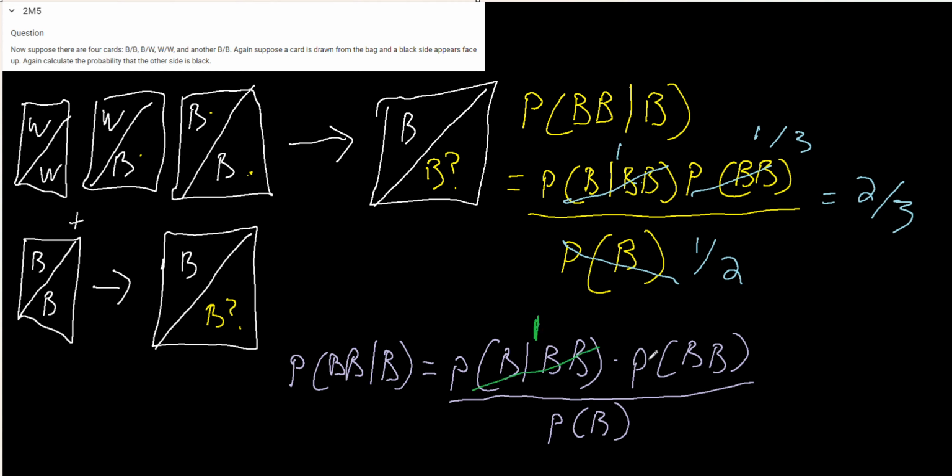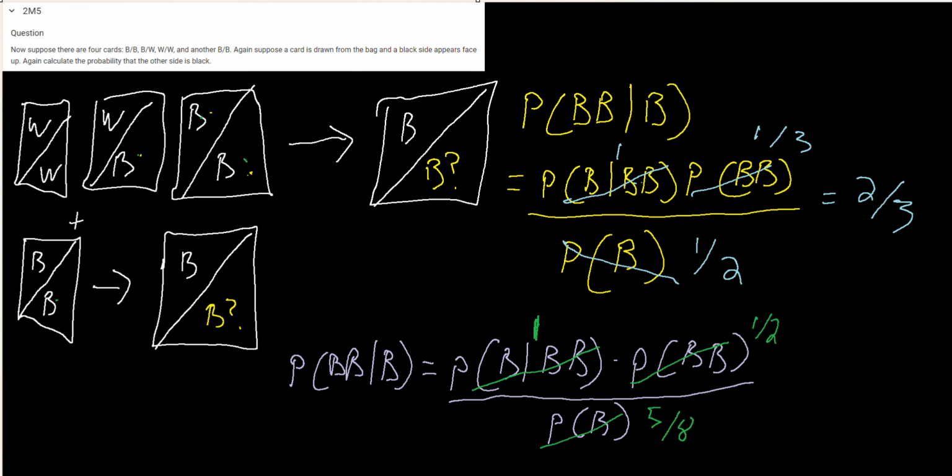Okay, but now the prior has changed, right? The probability of black, black is no longer 1 out of 3. It's 2 in 4, or 1/2. Okay, so that has changed. And now the probability of drawing a black is no longer 1/2. So now we have 8 sides, 4 cards with 2 sides, but now 1, 2, 3, 4, 5 of those sides are black. And so this becomes 5/8.